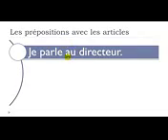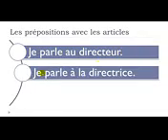Okay, so A plus le will become O, like that. You write it AU, you pronounce it O. Okay, je parle au directeur. Directeur, translation, director. Okay, je parle au directeur. Let's see the feminine form. Je parle à la directrice. Okay, directrice, director, but the feminine form. Okay, je parle à la directrice. So here you can see that, well, nothing happens, so you still have your preposition à, and then you've got your article here. Okay, so nothing changes when you get the feminine form.